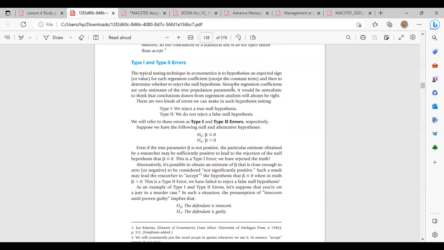So let's start it off from there. Since regression coefficients are only estimates of the true population, this we have mentioned over and over again, right? It will be unrealistic to think that conclusions drawn from a regression analysis will always be right.